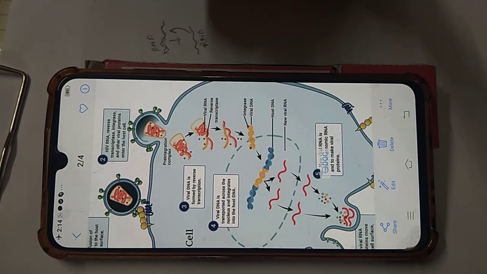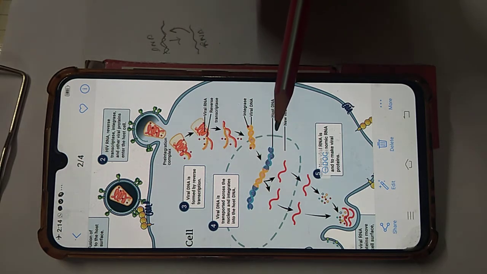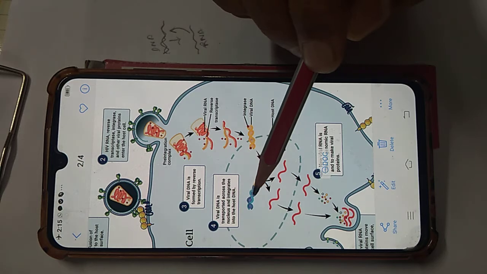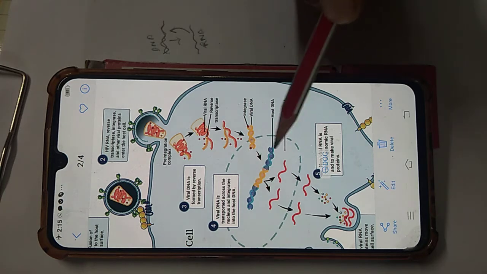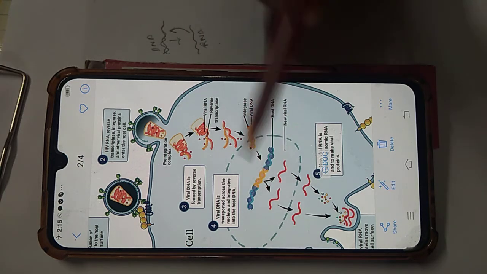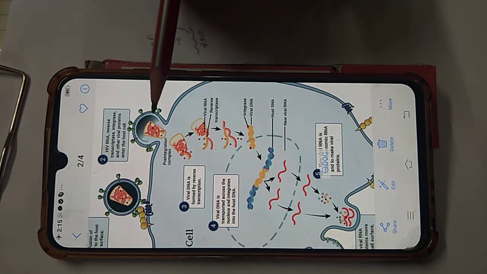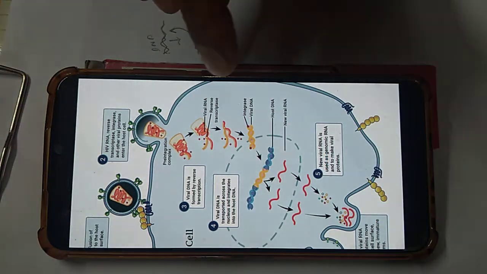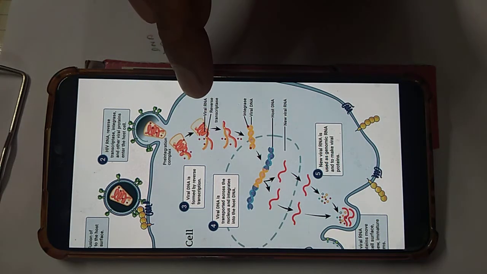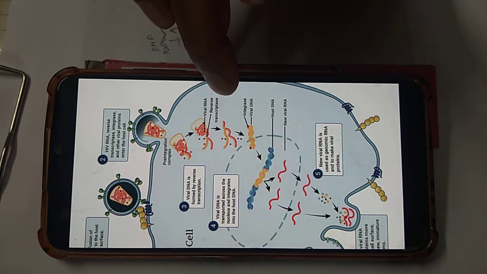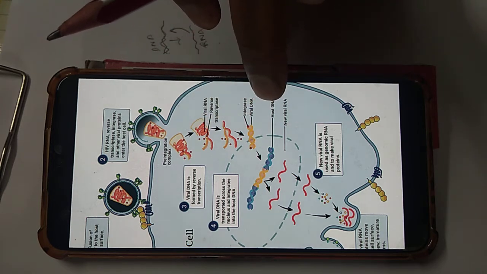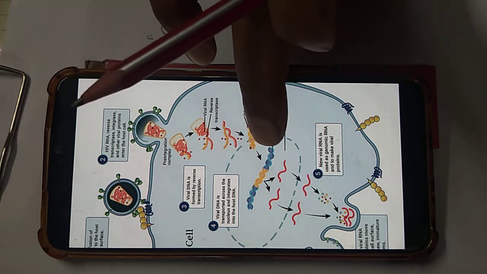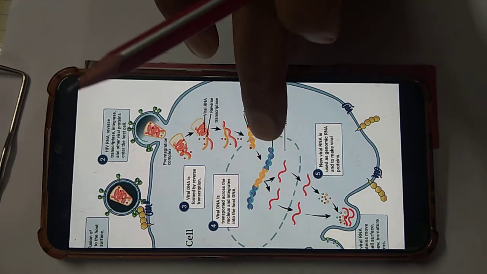By hijacking the information center. And the information center of any cell, you know, is the DNA. So in order to hijack this DNA, the viral DNA has to come and attach, but this virus does not have DNA. So what will it do? From the RNA portion, with the help of this particular enzyme, it will form the viral DNA. This viral DNA will enter the nucleus of the CD4 cell.